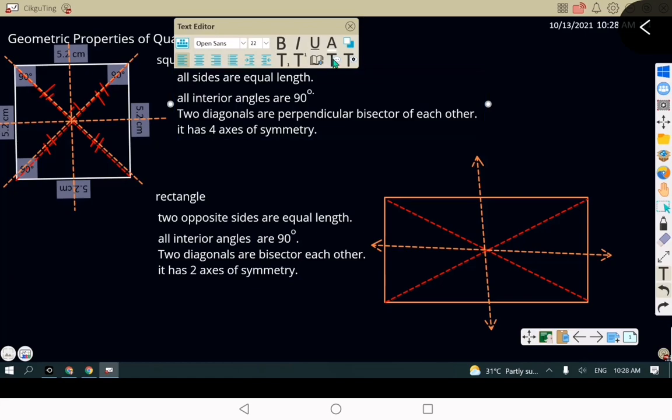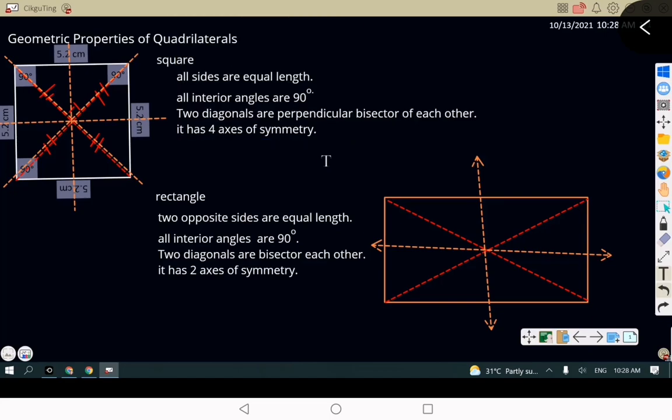For the square: all sides are equal in length, all interior angles are 90 degrees, the two diagonals are perpendicular bisectors of each other, and it has four axes of symmetry. Okay, you need to understand this.